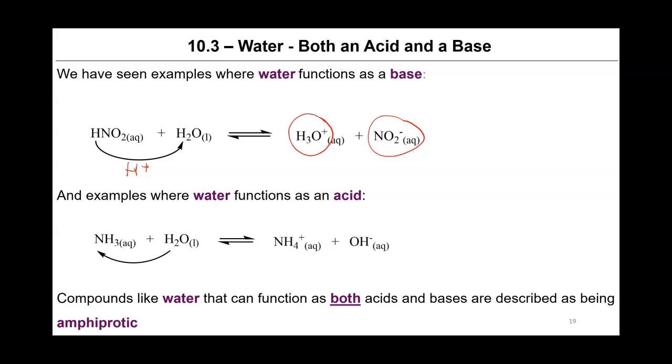Conversely, if we add a base to water, we will see that water will function as an acid. That is, a proton will be transferred from the water to our base. In this case, our base is ammonia, and this results in the generation of the ammonium cation and the hydroxide anion. So compounds like water that can function both as a base and an acid are described as being amphiprotic, kind of like how an amphibian can live on both land and in the water. Water, or any other amphiprotic species, has a dual nature.